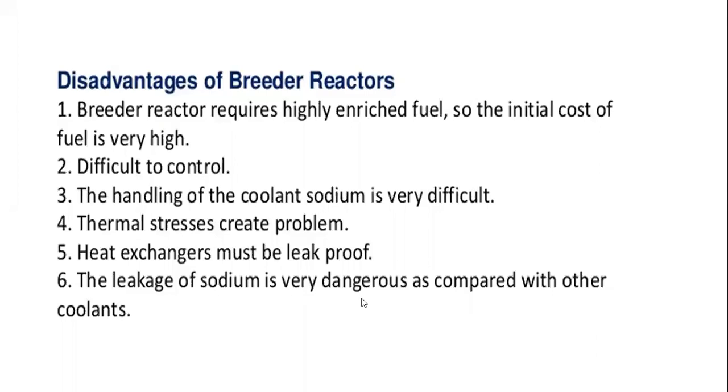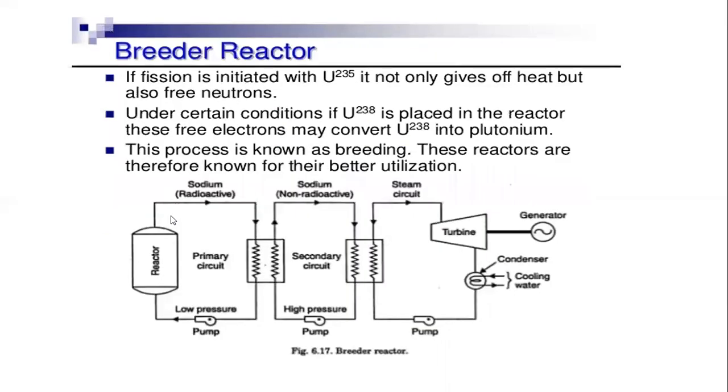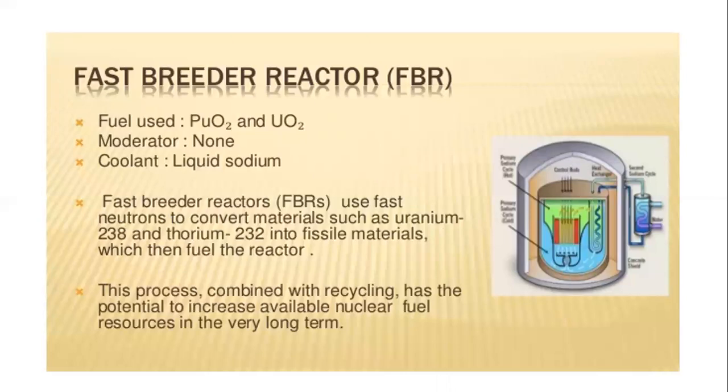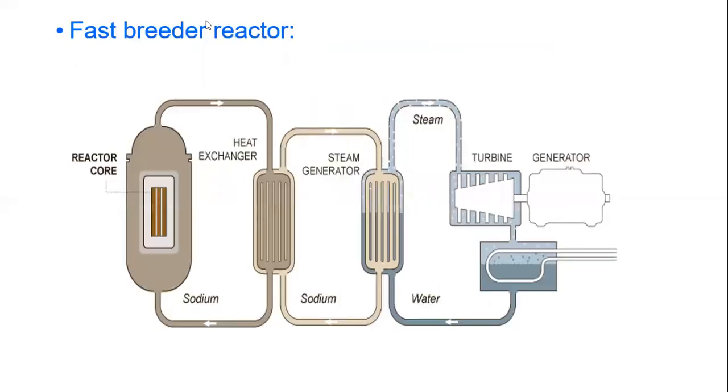Leak of sodium is very dangerous as compared to other coolants. In PWR and BWR, the coolant is ordinary water, and leakage of that water is not dangerous. But in fast breeder reactors, the coolant is sodium, which is very dangerous as compared with ordinary water. Okay, this is the complete working, advantages and disadvantages of the fast breeder reactor.